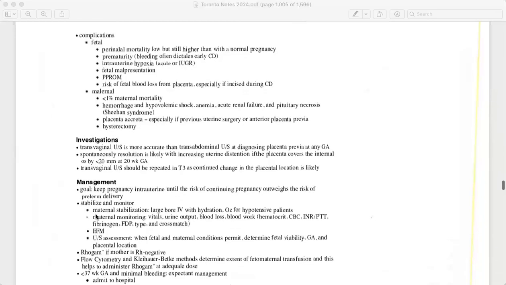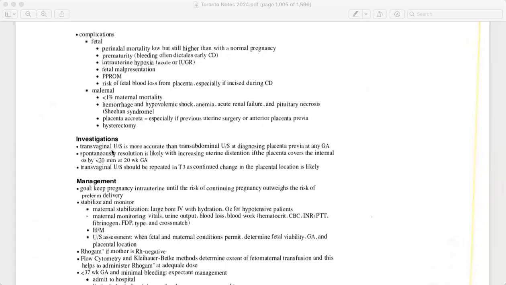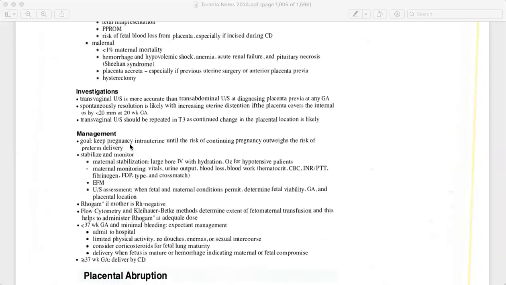Then coming to the investigations, you are going to start with transvaginal ultrasound, which is more accurate than transabdominal, because that way you can find out if the placenta is just right above the os or not. Spontaneous resolution is likely with increased uterine distension. Then transvaginal ultrasound should be repeated in the T3, because the placenta location keeps on changing. That's why I said you need to make sure that the placenta is in the accurate position by trimester 3. Coming to the goal of the pregnancy, obviously the goal is keeping the pregnancy intrauterine as much as possible, and making sure the risks and outcomes are ruled out.